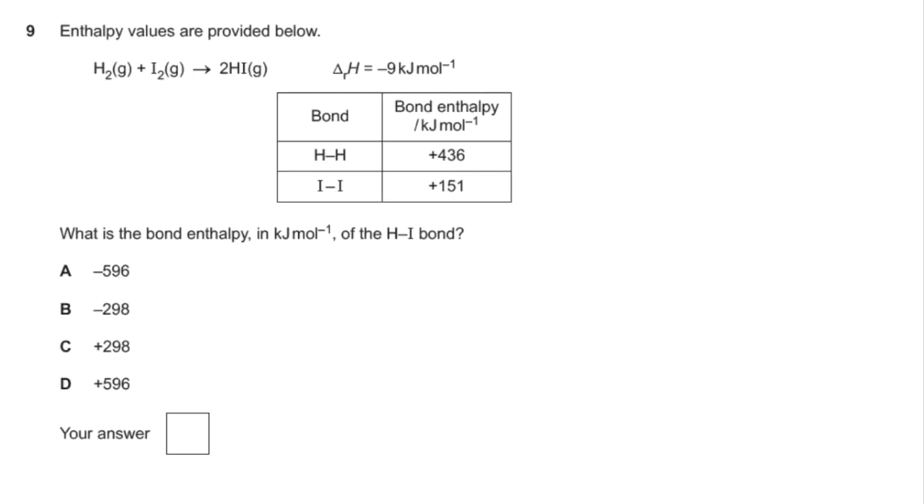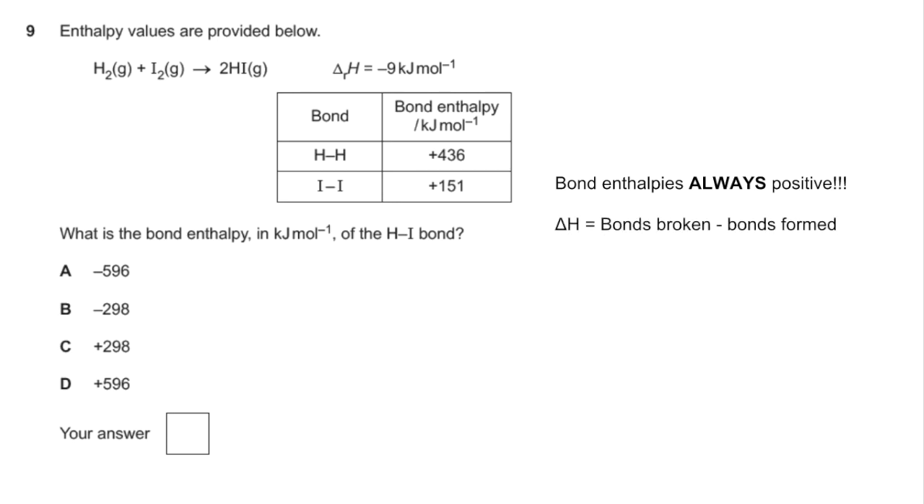First thing we'll do is rule 2 out straight away because bond enthalpies are always positive. So A and B can't be right. So the calculation is based around the enthalpy change being equal to the bonds broken minus the bonds formed, or in minus out I would call it.